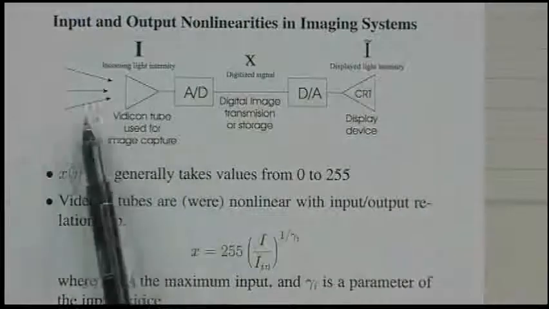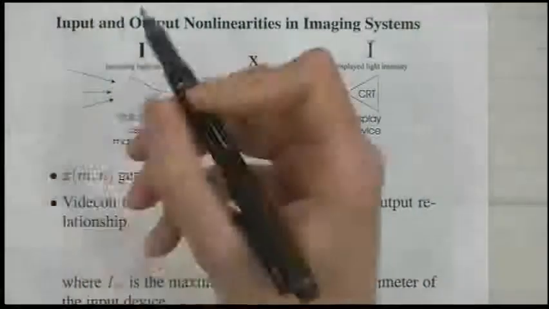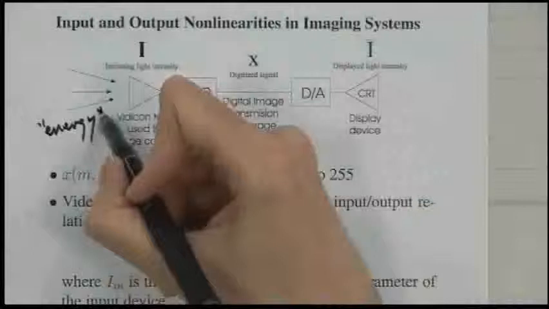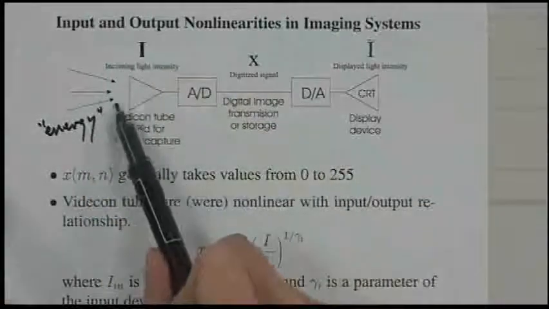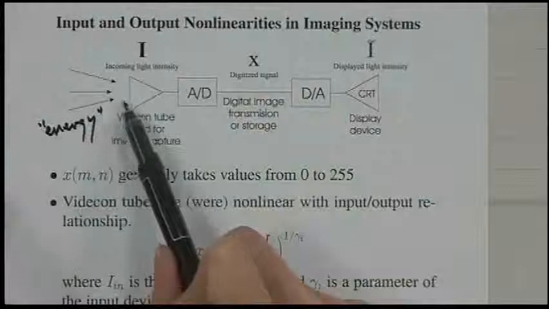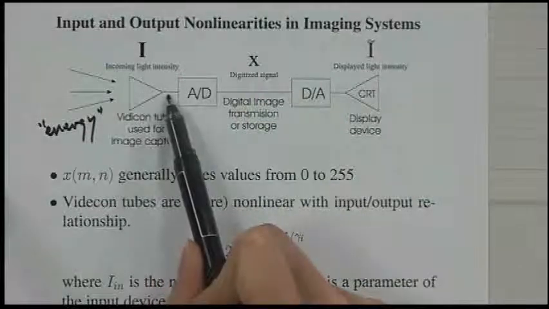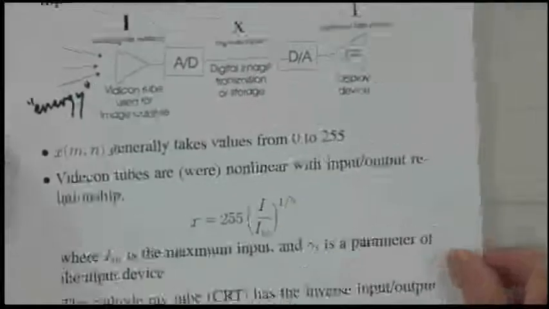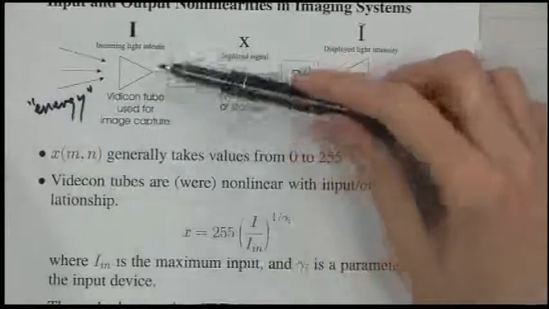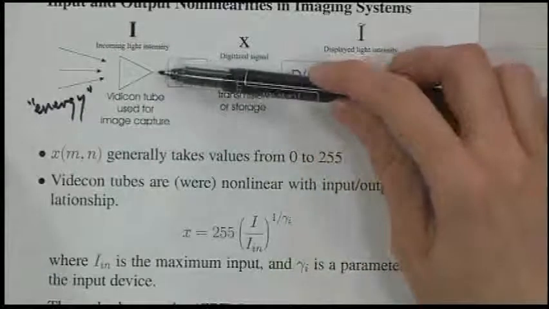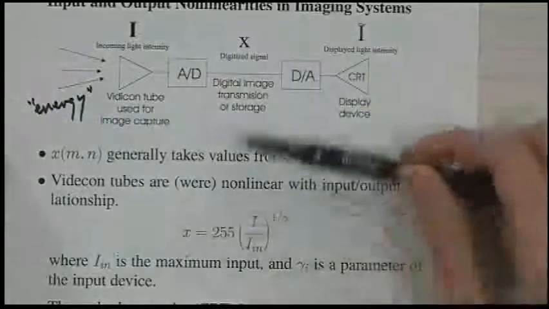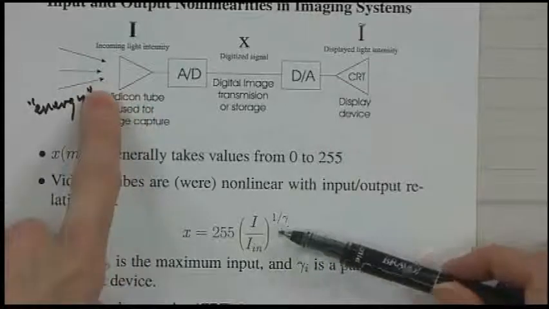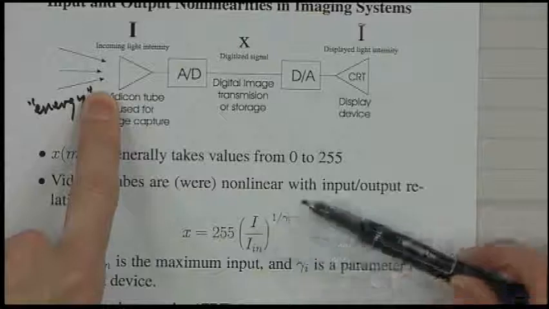Now, the relationship between the incoming light, which is in units of energy, light energy coming in, and the voltage that's measured at the output is not a linear relationship. It's well characterized by this function here. So some analog signal comes out and it's digitized. This signal at this point can be related to the input light I, the light energy, using this relationship.